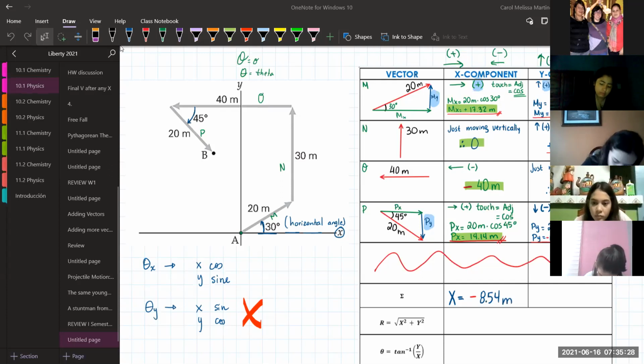Now we do the same with the y component. We're going to add the 10, 30, 0, and negative 14. 25.86, positive.